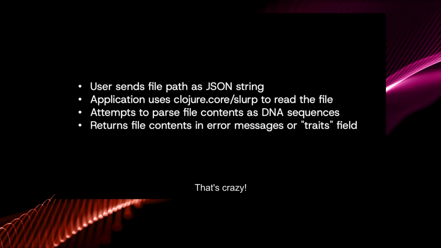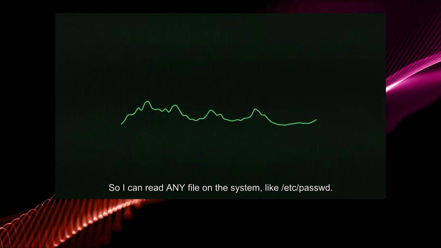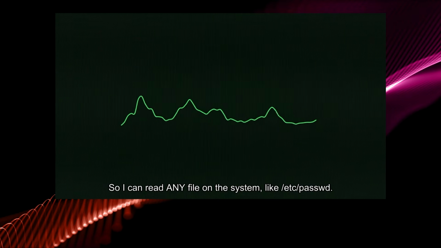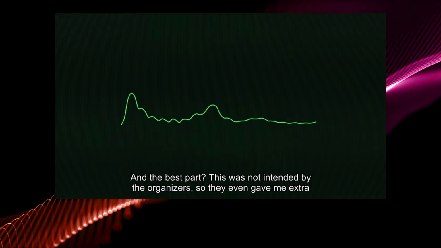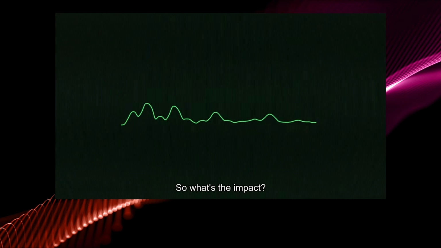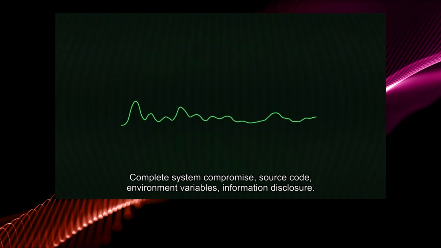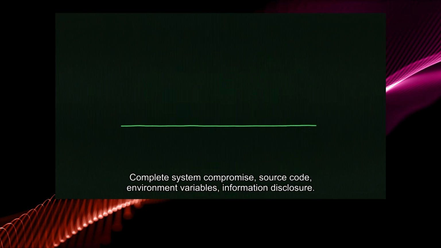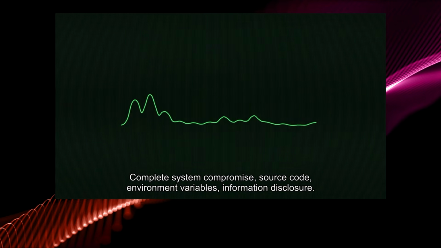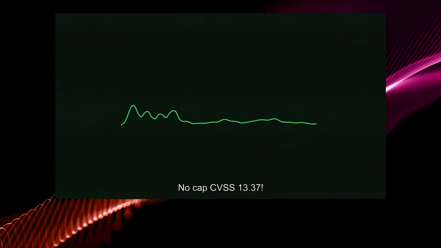That's crazy! So I can read any file on the system, like /etc/passwd. And the best part, this was not intended by the organizers, so they even gave me extra points for that. So, what's the impact? Complete system compromise, source code, environment variables, information disclosure, no cap CVSS 13.37.